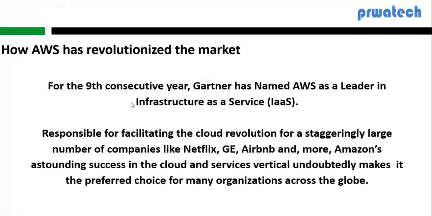And next we'll see how AWS has revolutionized the market. Here you can see for the ninth consecutive year, Gartner has named AWS a leader in infrastructure services. Continuously from 2011, AWS has been number one compared to other cloud services in infrastructure services. And next, AWS is responsible for facilitating the cloud revolution for a large number of companies like Netflix, GE, Airbnb, and more. It means many companies are using AWS.